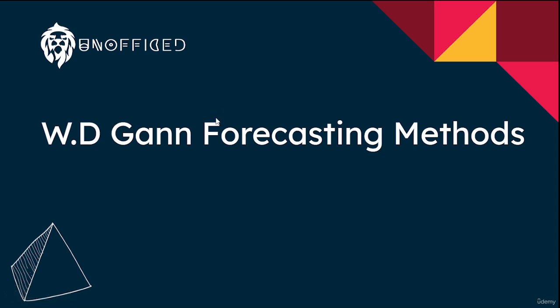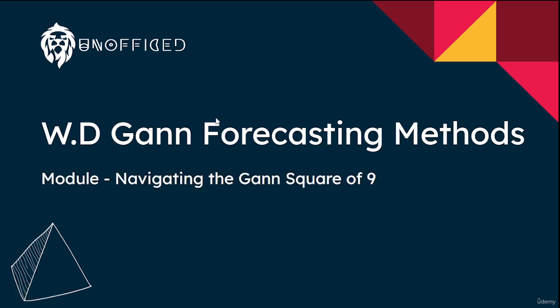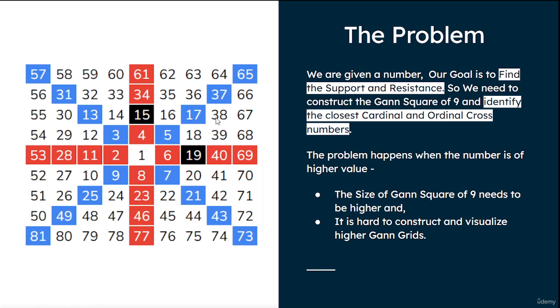Welcome to Gann forecasting methods. In this slide, we shall be navigating around the Gann square of 9, and let's get to it without any further ado. Now, we are given a number. Our goal is to find support and resistance.